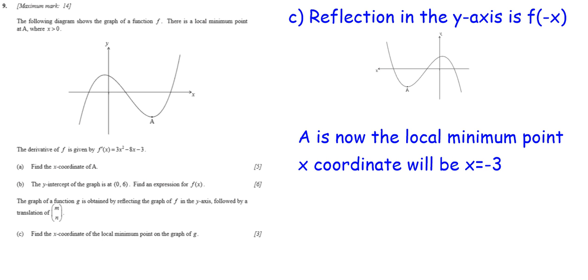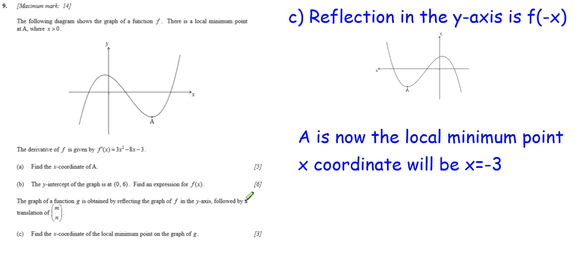Okay, so let's try and do this step by step. The first thing it says is the graph of the function is obtained by reflecting the graph of f in the y-axis. So all I've done here is taken the graph and reversed it. You can see that my x and y are backwards now, just so you can see the shape of the graph. So A is still the minimum, but it's now going to be a reflection in the y-axis. So A is now the local minimum point, and the x-coordinate will be minus 3 because A was originally 3. Okay, that's our first mark.